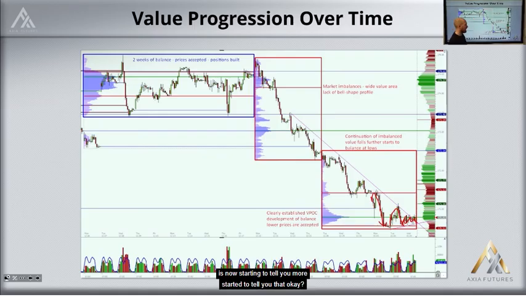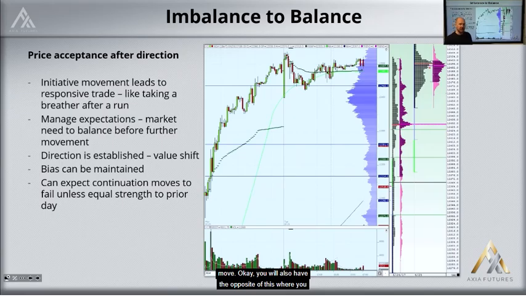Starting to tell you that, okay, you can't continue to play this to the downside because you're not getting the payout that you were seeing. Now you need to change your perspective and open up to the possibility of reversal, or the necessity for new initiative to maintain this move. Okay, you will also have the opposite of this, where you will get balance after an initiative movement. Like I said, for any kind of move to stop, you need to see counter trades, you need to see responsive action.